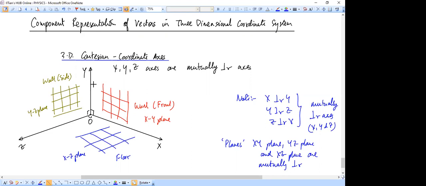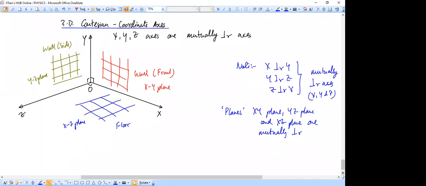Okay, so you're able to visualize this. Now I'll give you another method of visualizing the mutually perpendicular axes. This will also help you picture the three-dimensional system. So another visualization of mutually perpendicular x, y, z axes.